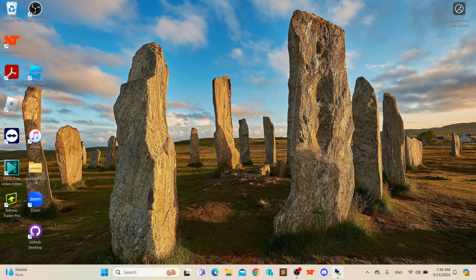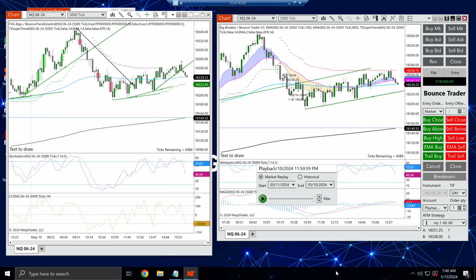Hello traders, I'm recording video number 2. It's part 2 of testing that was done with big breaker algos, and you see this starts from 3/11 and runs for 2 months, and these are the same strategies: FVG Algo on the left side and big breaker on the right side.